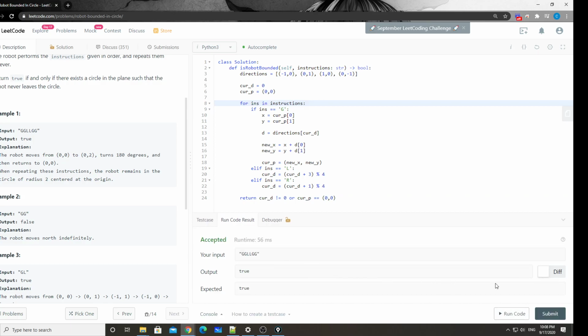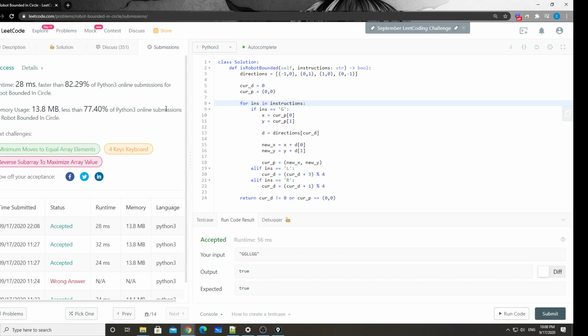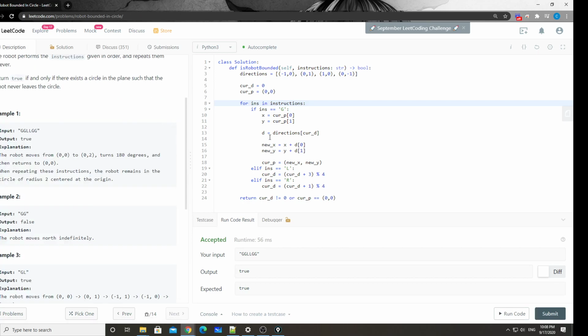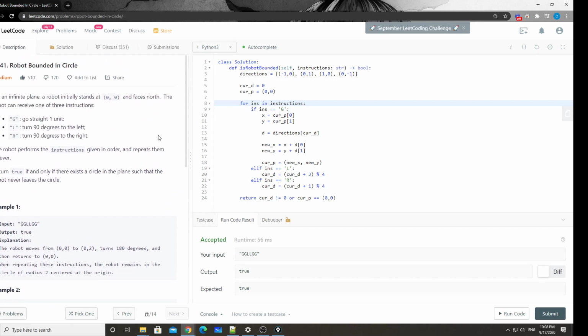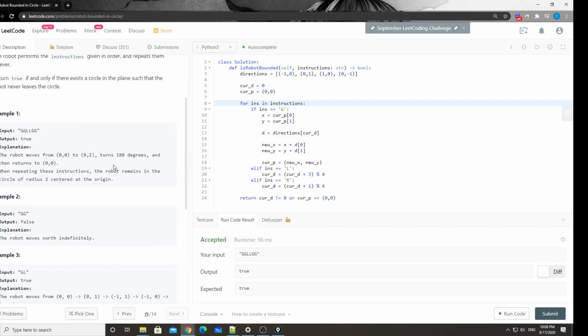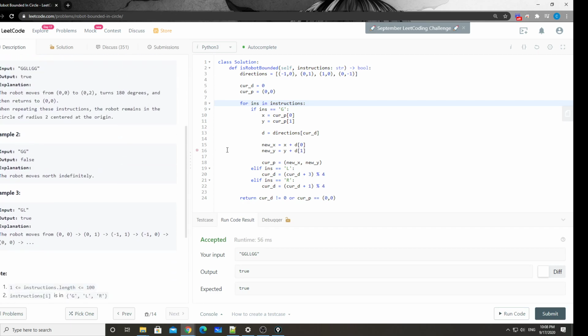So this one test case passed. Let's try to submit it. Cool, so it's accepted. It's not a hard one, but it's a very interesting one. You just need to notice that there are only two cases that make this robot bounded within a finite circle.